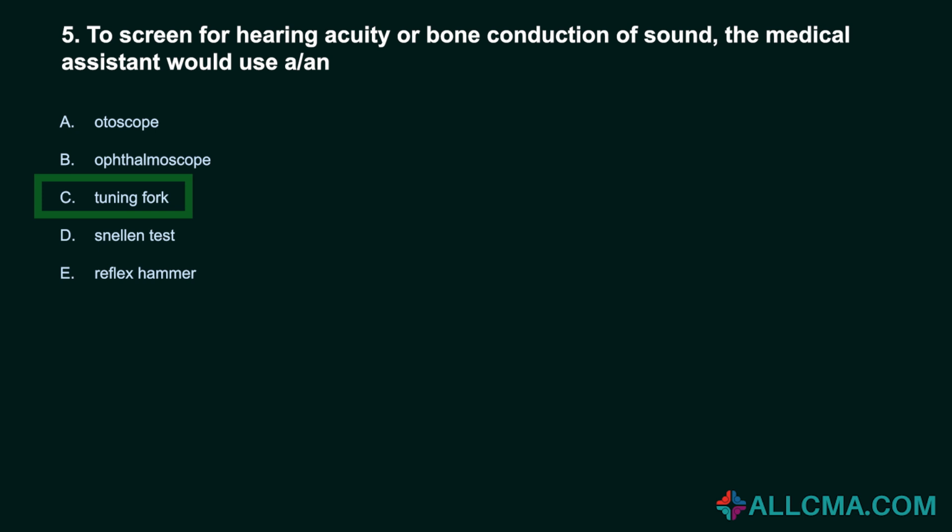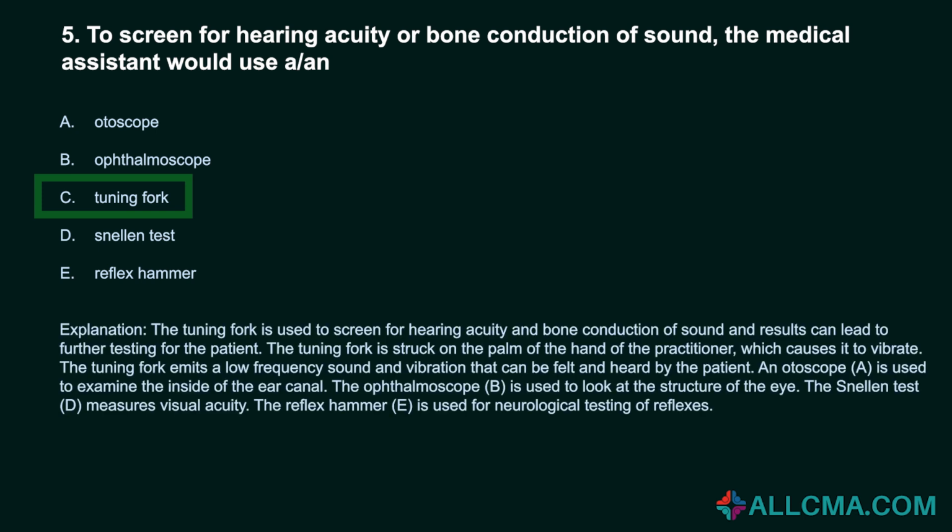Tuning fork. The tuning fork is used to screen for hearing acuity and bone conduction of sound, and results can lead to further testing for the patient. The tuning fork is struck on the palm of the hand of the practitioner, which causes it to vibrate. The tuning fork emits a low-frequency sound and vibration that can be felt and heard by the patient.